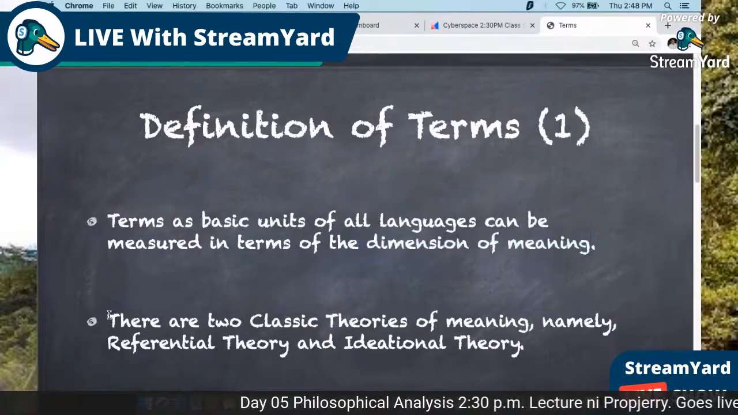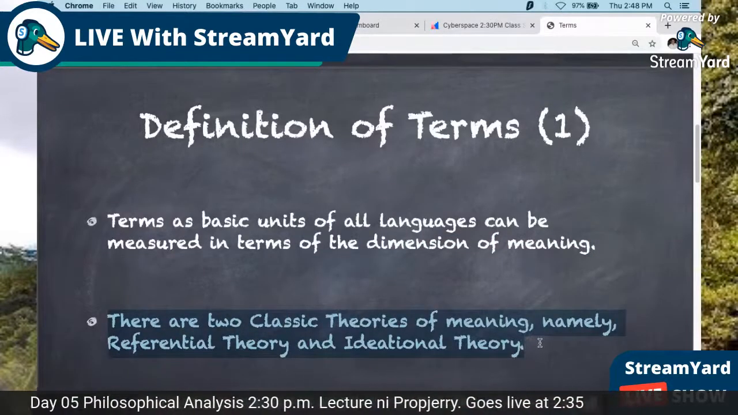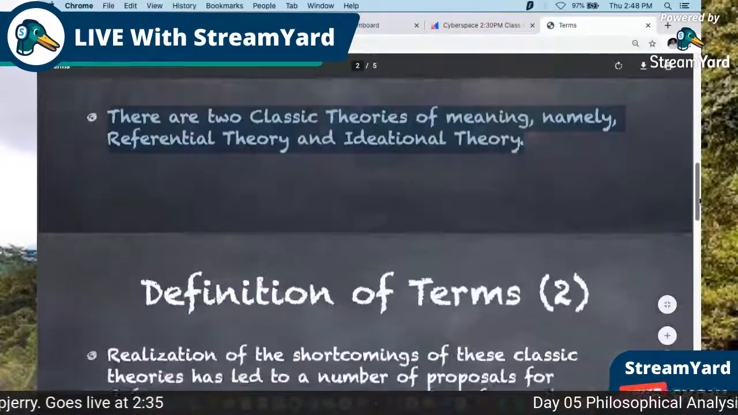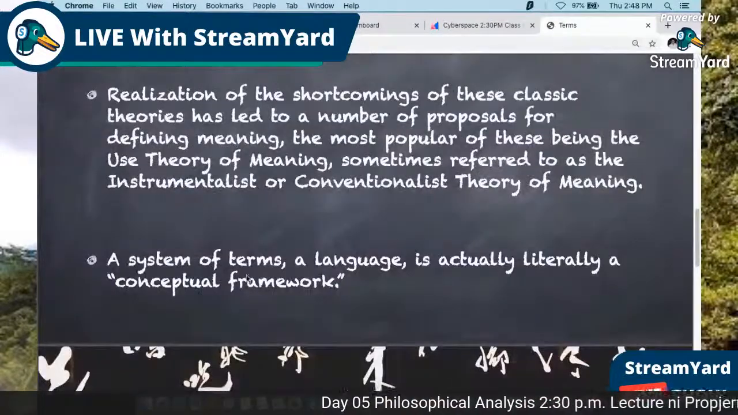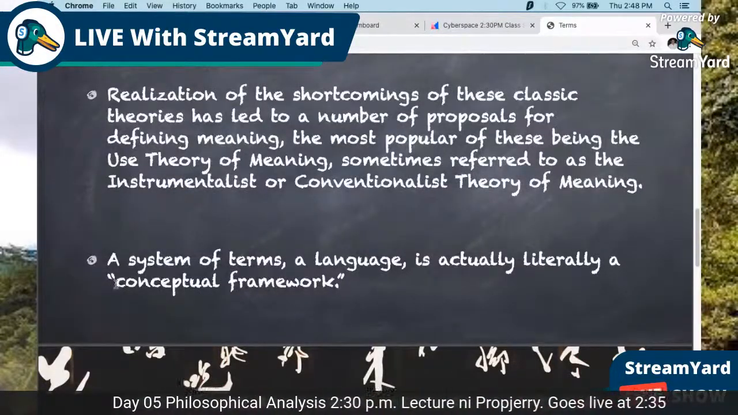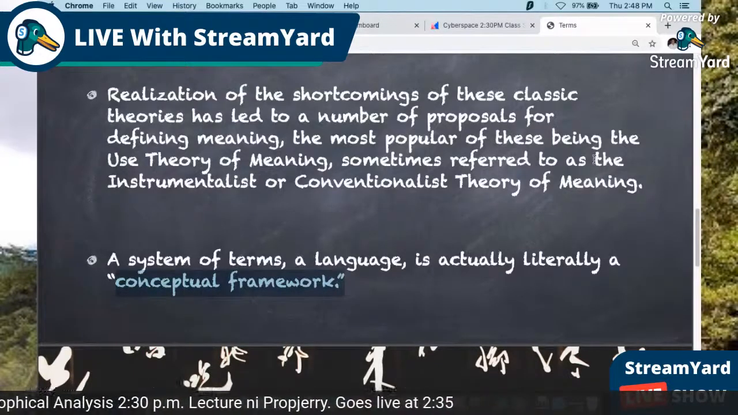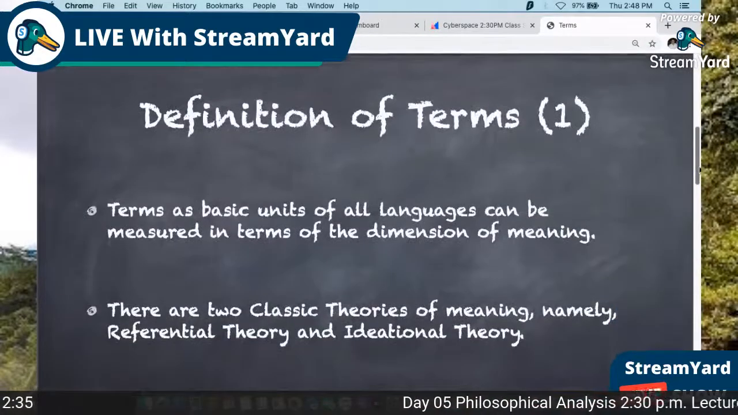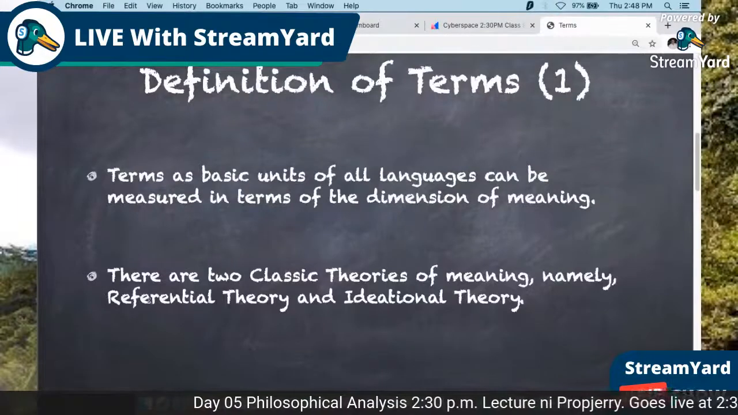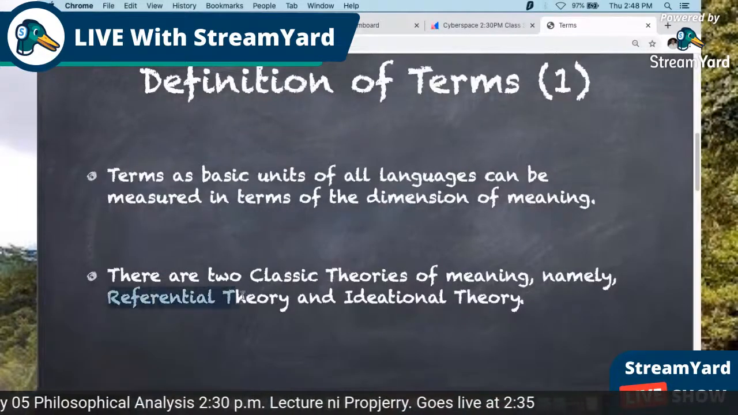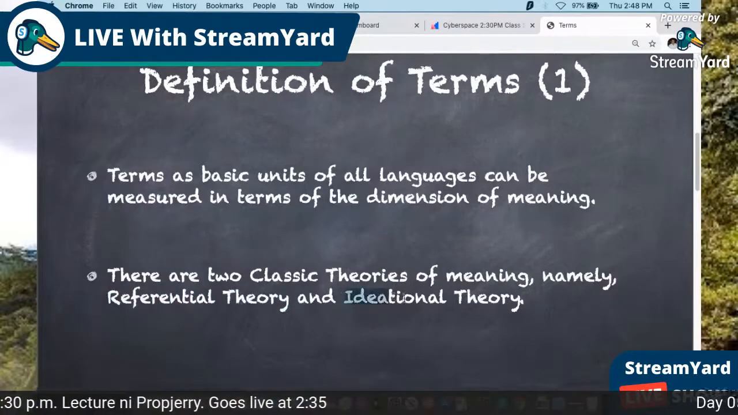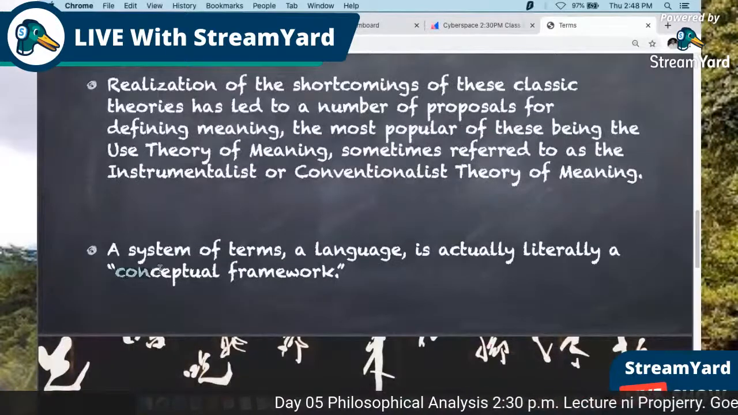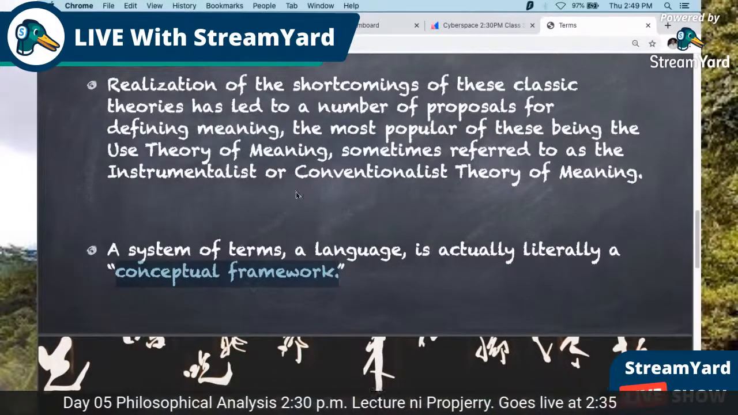Now, the takeaway for this discussion will be about theories of meaning. And in addition, you will deal with conceptual frameworks. So there are 3 takeaways. What are your 3 takeaways after this class? You will know what the referential theory of meaning is. That's one. You'll know what the ideational theory of meaning is. That's another. And the third takeaway is you will know what a conceptual framework is all about.